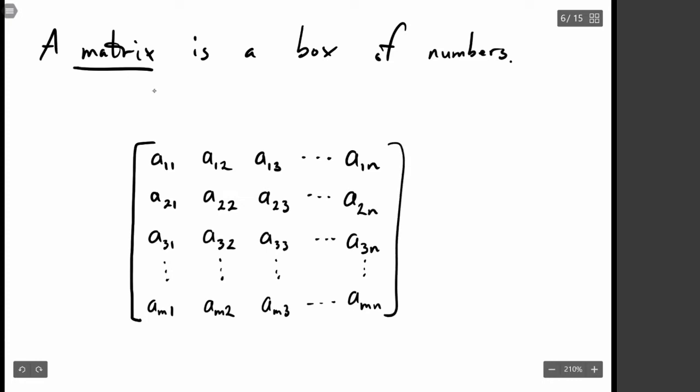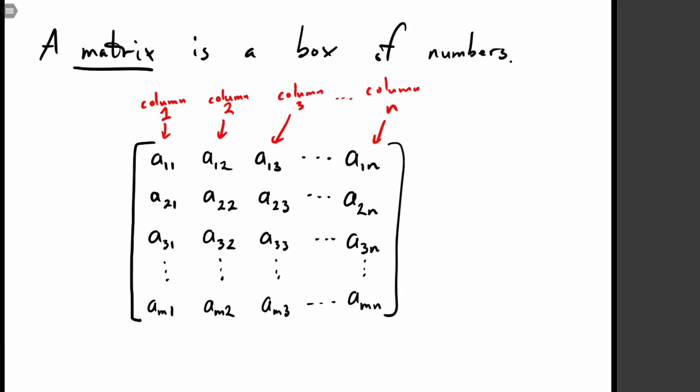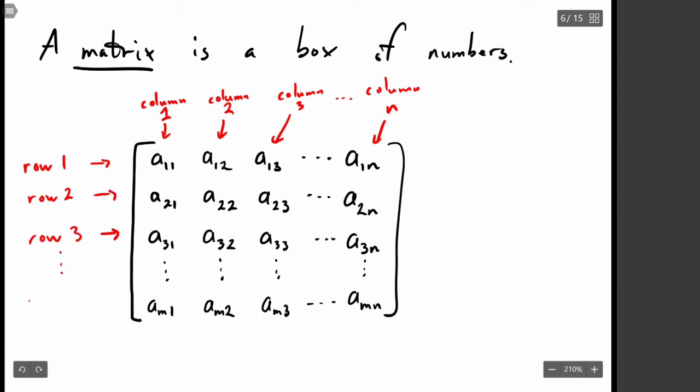So here, this is column 1. This is column 2. Column 3. This last one here is column n. Over here, we get row 1, row 2, row 3, all the way to row m.